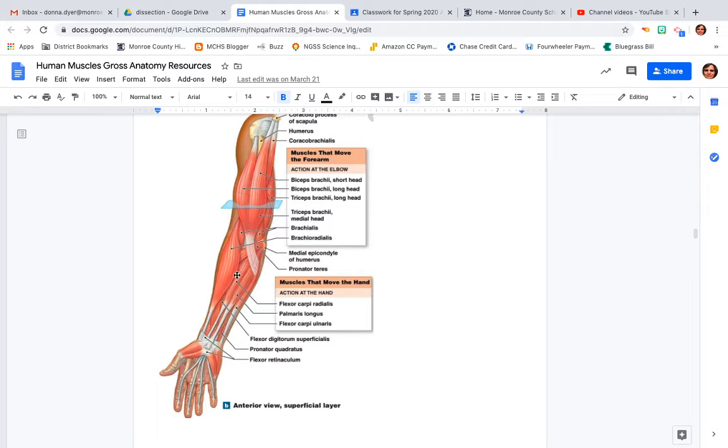So again, this is an anterior view of the arm, so pay attention to what the note is as far as, are we looking at the anterior view of the arm or the leg, the posterior view of the arm and the leg, because that's going to help you to recognize those muscles.